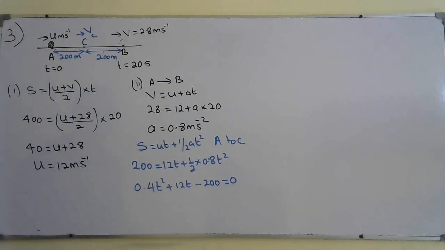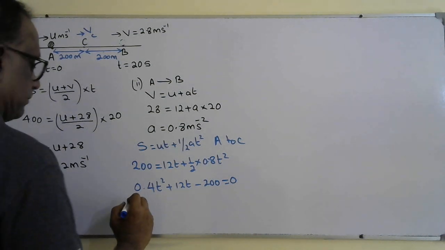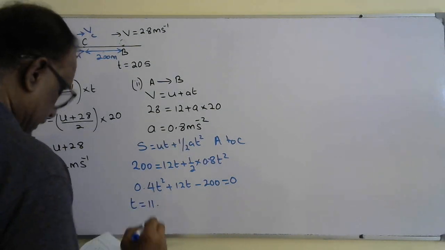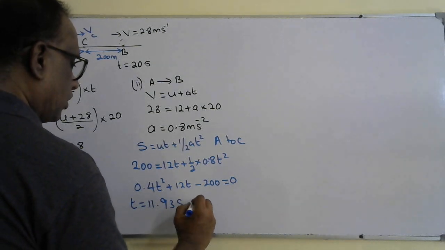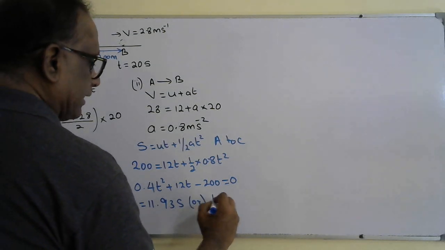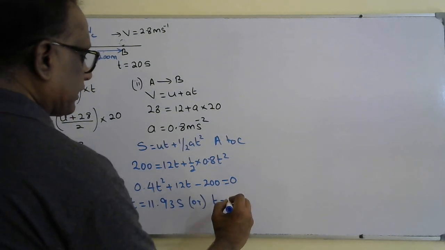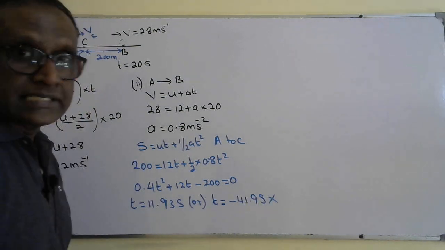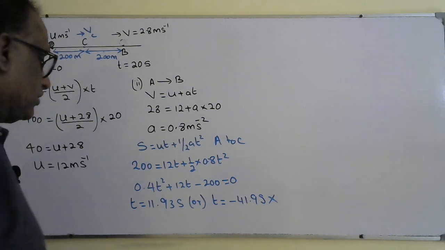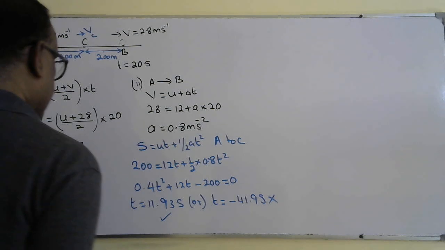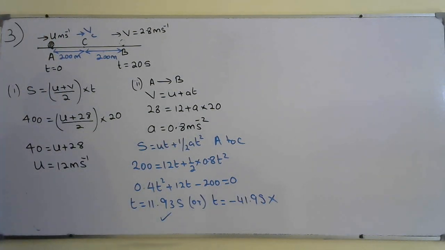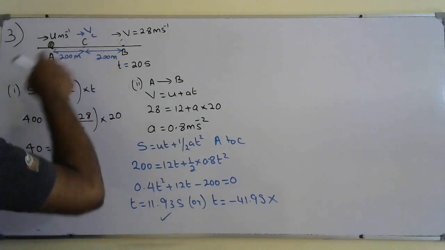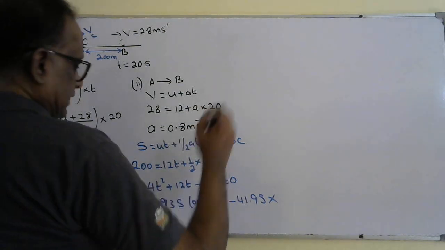C is the midpoint. Okay, so find the time here. When you solve, you'll get time t equal 11.93 seconds, or t equal minus 41.9 seconds. So that we can't take because time is a scalar quantity that won't have a negative value. So the answer is 11.93 seconds. Okay, that's one method. Or you can find the speed at C. You know the distance it moves.